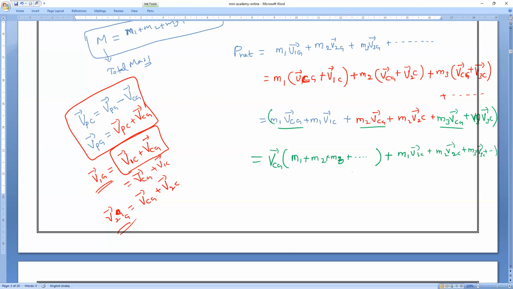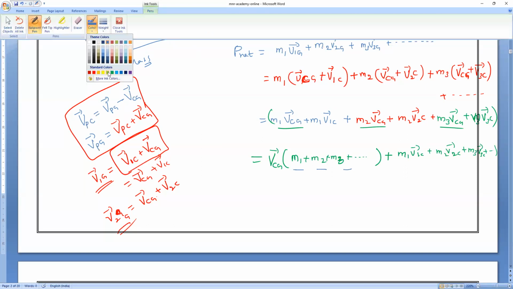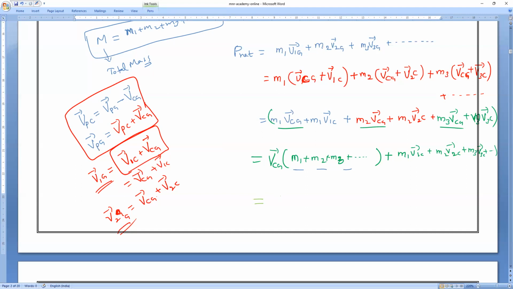Now, at the beginning itself, I told you the sum of the individual particles' masses equals the total mass. So can I write this as M into VCG? Any problem for anybody? VCG, what is that?